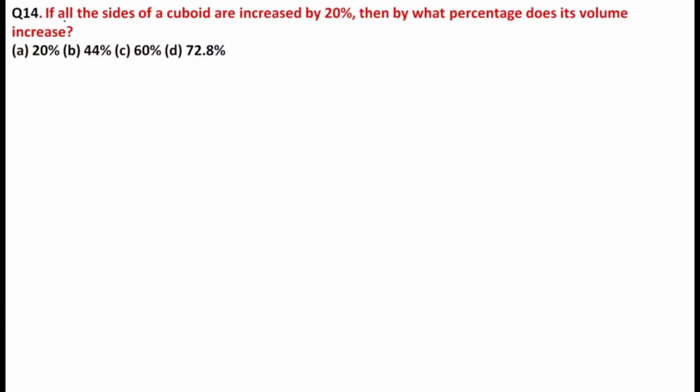Next one. Now, if all the sides of a cuboid are increased by 20%, then by what percentage does its volume increase? First, you must know the volume formula. Guys, the volume can be calculated as area of rectangle into height. If you want the volume, it requires the area of the rectangle and the height of the rectangle.